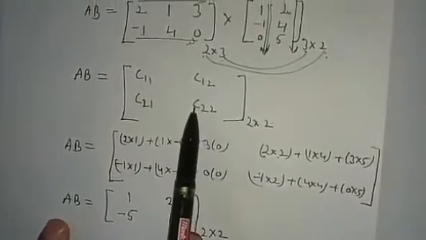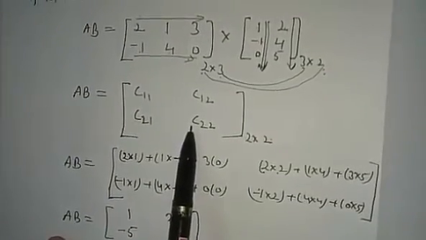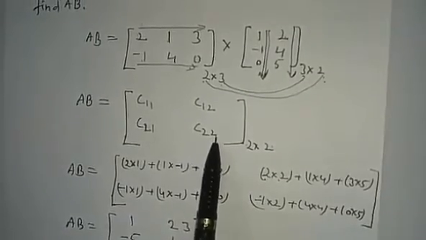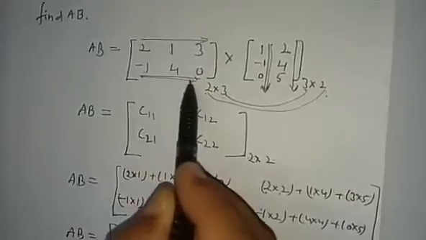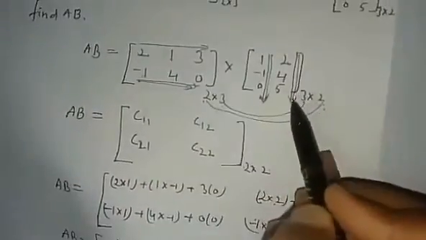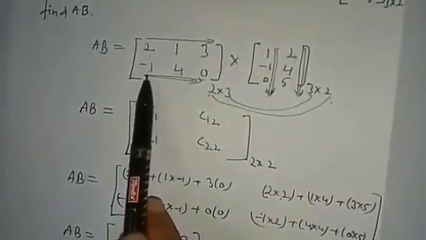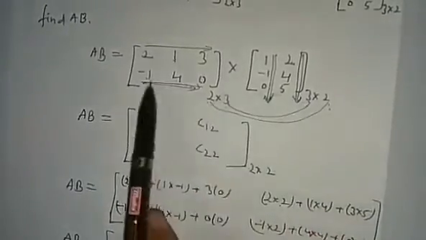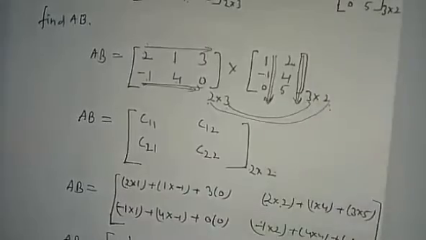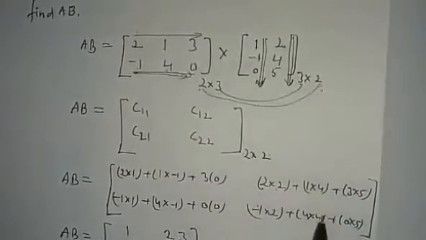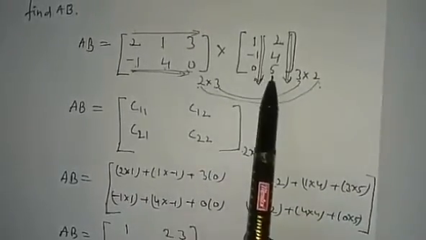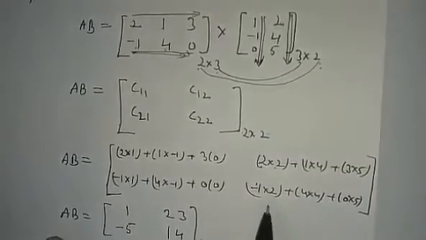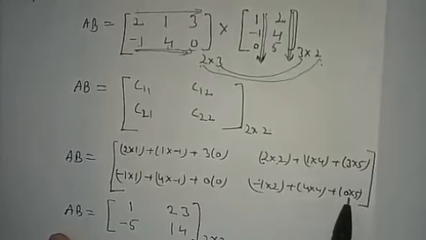Now for getting the second element of the second row, this is C22, means second row, second column. So this is second row and this is second column. Again we multiply the corresponding elements of the second row with the second column. Minus 1 with this 2, 4 with this 4, 0 with this 5. Whatever result we get of all these three terms we add.